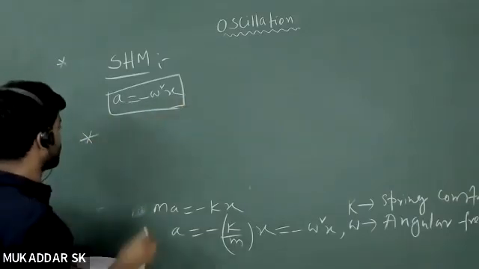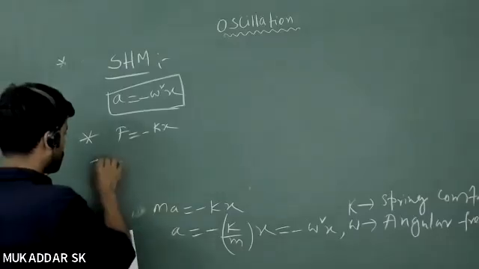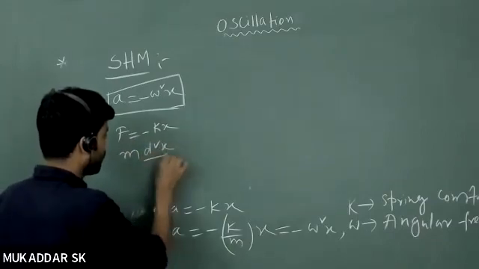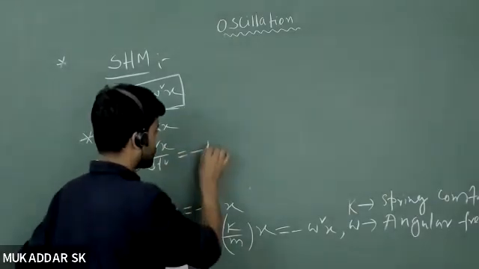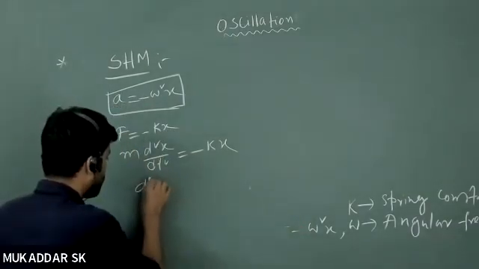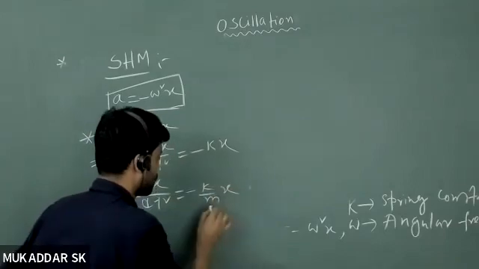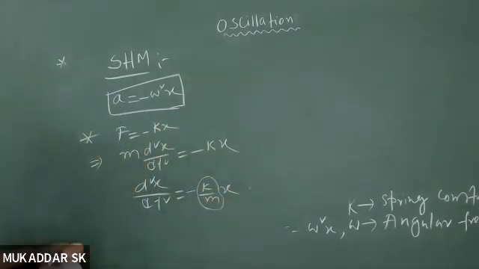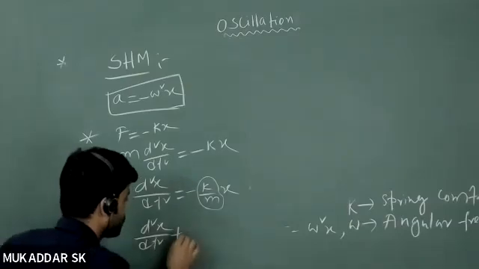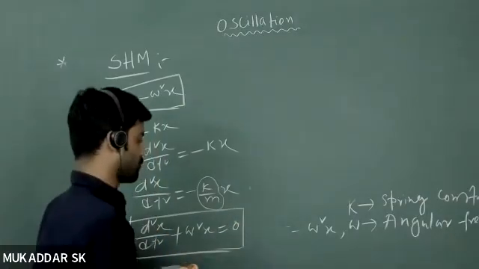Now again I'll write the previous equation. F equals minus kx, right? So I can write this equation as force is nothing but m del square x by del t square equals minus kx. Further I can write del square x by del t square equals minus k by m into x, and k by m we have already discussed, that is omega square. So this is the differential equation, del square x by del t square plus omega square x equals 0. So this is the differential equation of simple harmonic motion.